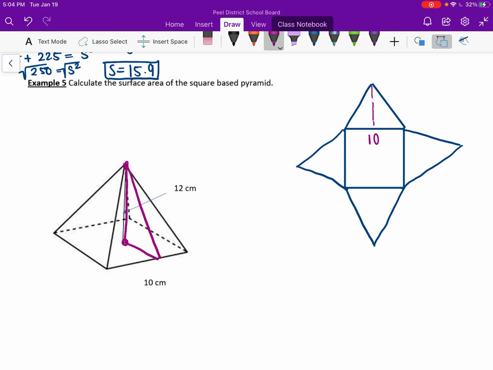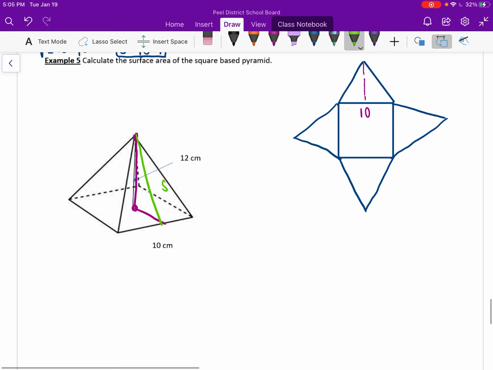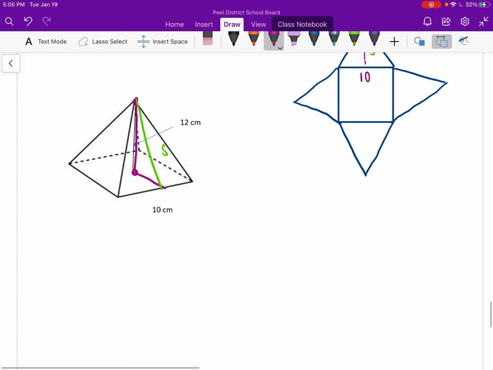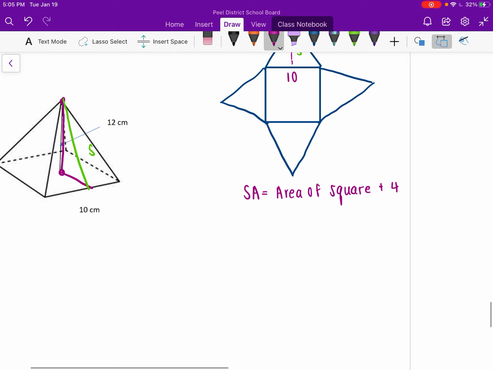Right? So I need this, I'm going to put this in a different color. I need this green for a slant height. Okay? So I need that height because that's what the S is, so I can find the area of this square in the middle. So I know that surface area is going to equal the area of the square, right, plus 4 times the area of the triangle. I'm just going to put that in brackets. Area of triangle.